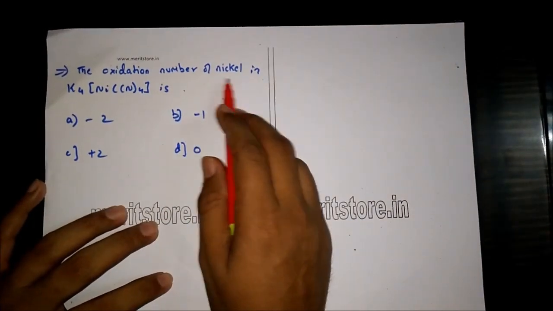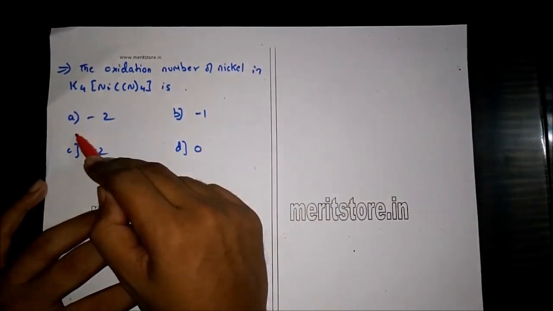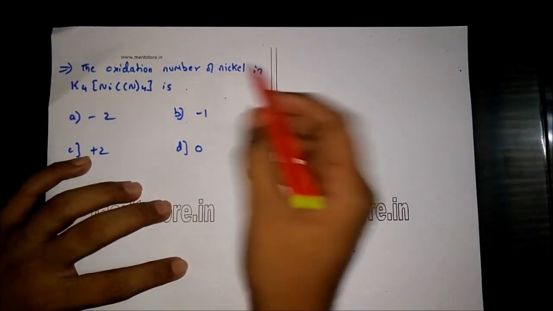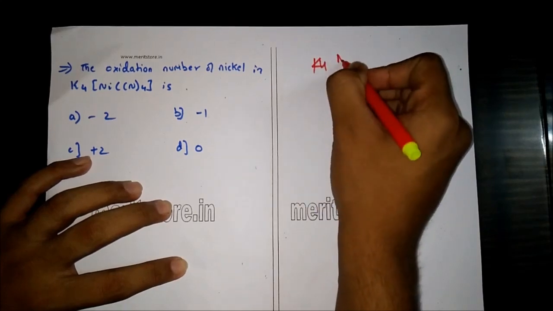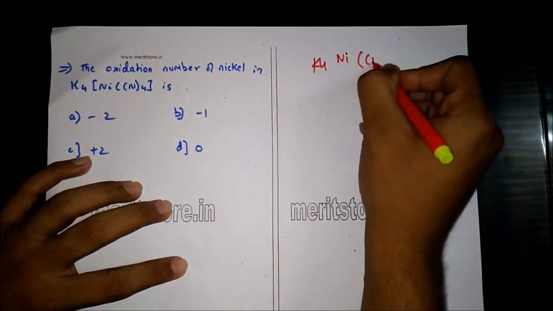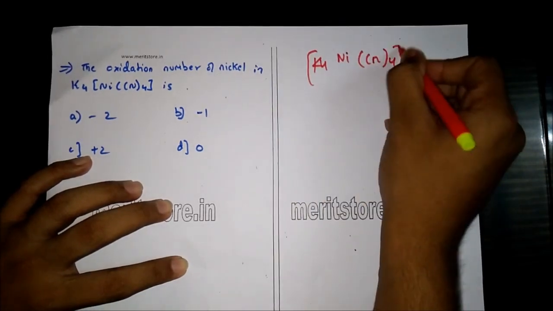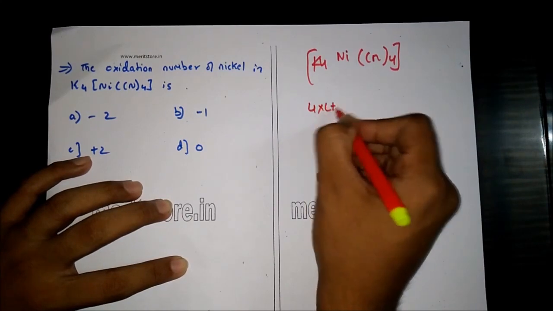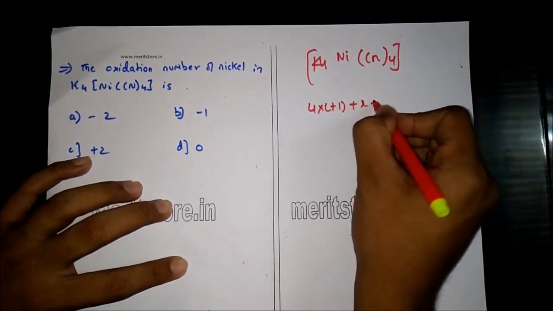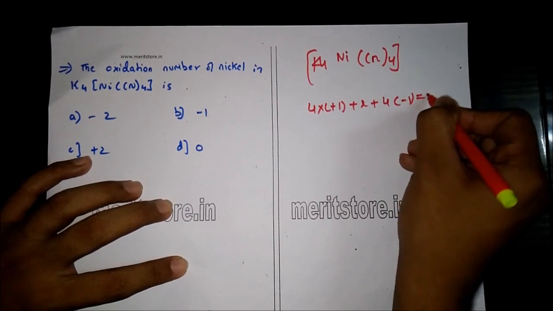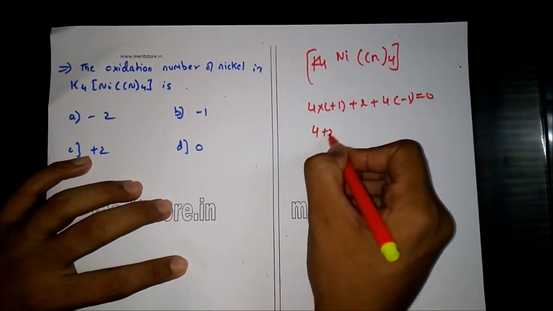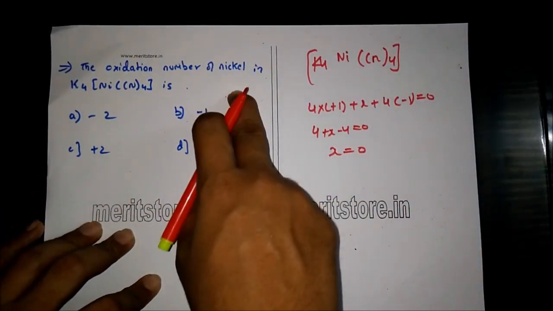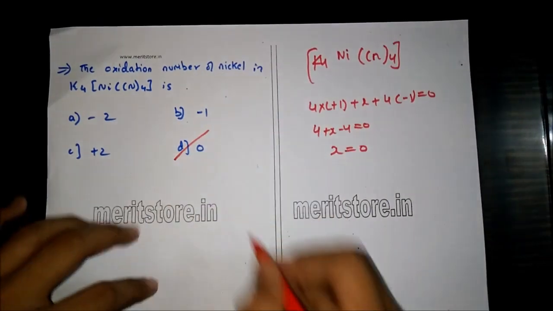Oxidation number of nickel in K4[Ni(CN)4] is A minus 2, B minus 1, C plus 2, or D 0. Now let the oxidation number of nickel in K4[Ni(CN)4] be X. Therefore 4 into plus 1 plus X plus 4 into minus 1 equal to 0. So 4 plus X minus 4 equal to 0, and X is equal to 0. Therefore, the oxidation number of nickel in this compound is 0, which is option D.